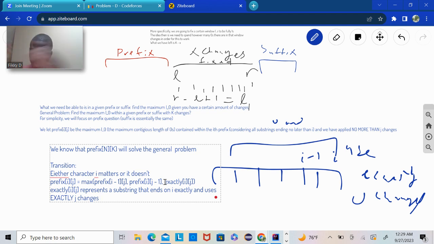Because I've really thought about the case where it doesn't matter. But if it does matter, we know how to handle it if it ends on I and uses j minus one changes, which encompasses everything. The thing we're missing is that it uses exactly j changes, so we can have this quantity called exactly. The question now is, how do we calculate exactly ij? This is kind of intense again.